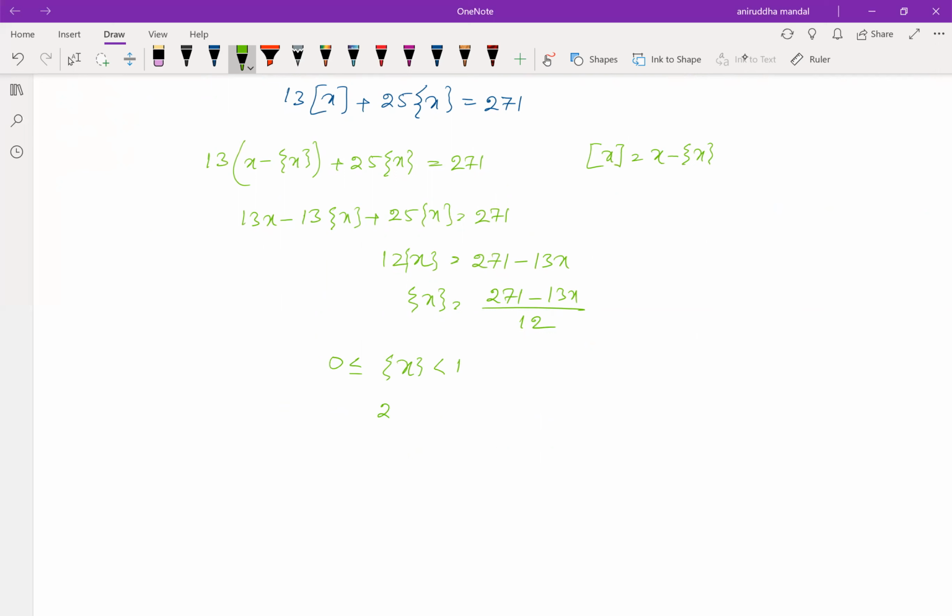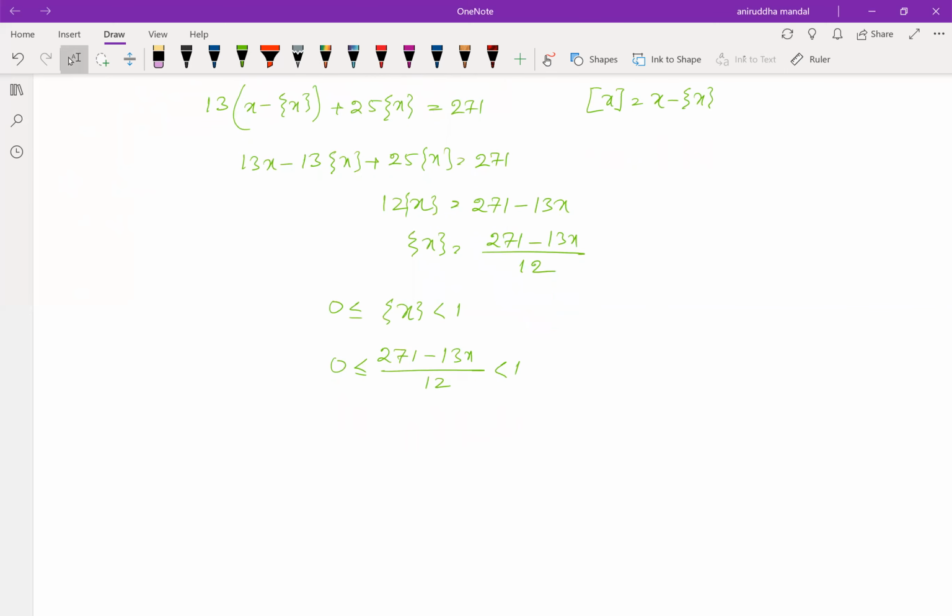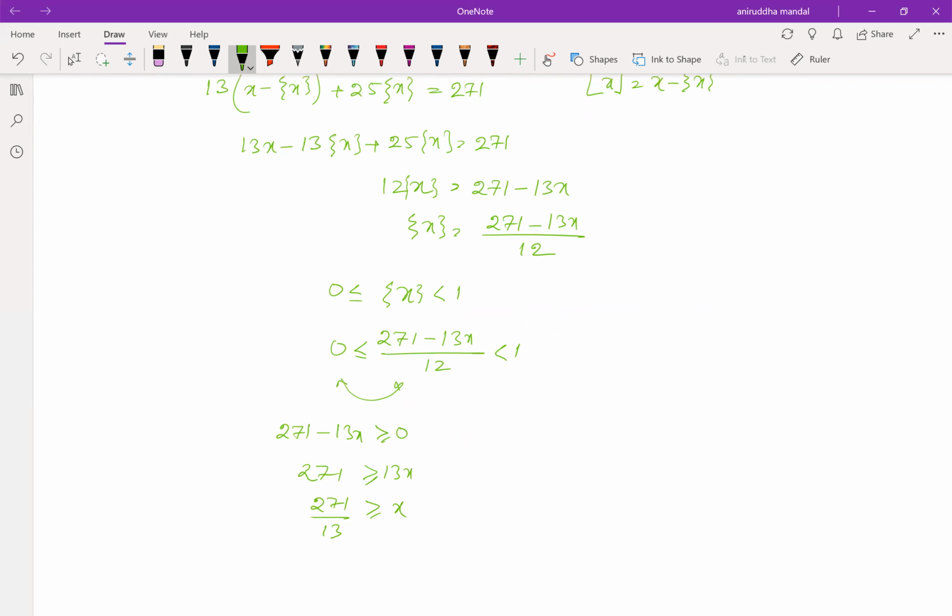So we can write that this value lies between 0 and 1. So from this we can easily solve for x. Taking these two components, what we have here is 271 minus 13x is greater than or equal to 0. So 13x is less than or equal to 271, so x is less than 271 over 13.